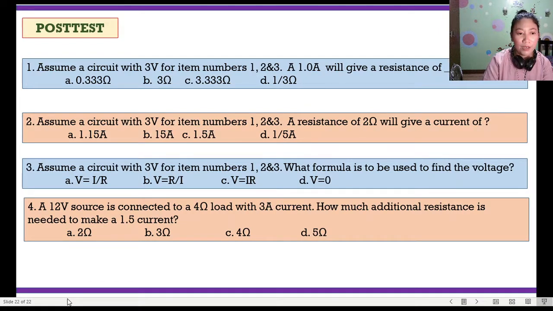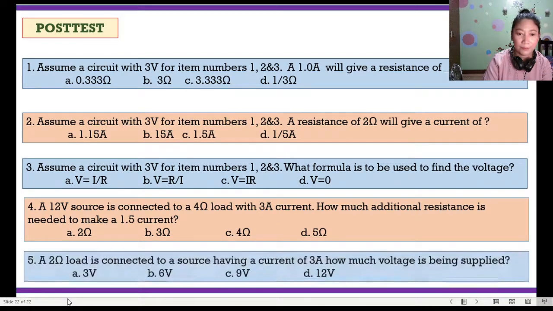Number 4, a 12-volt source is connected to 4 ohms load with 3 ampere current. How much additional resistance is needed to make 1.5 current? A, 2 ohms, B, 3 ohms, C, 4 ohms, and D, 5 ohms. So, may dalawang current dyan, no? So, i-add nyo lang yung dalawang current.